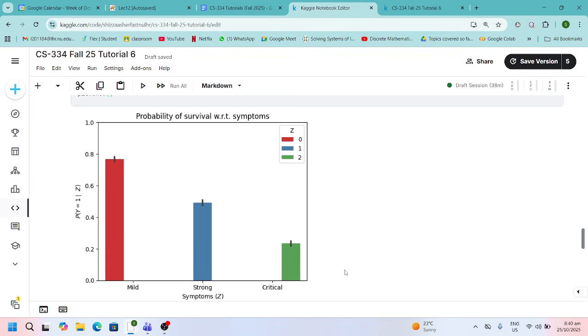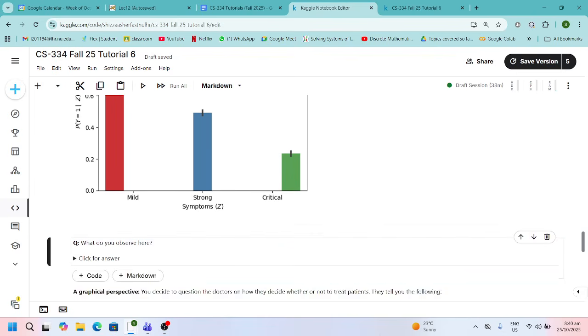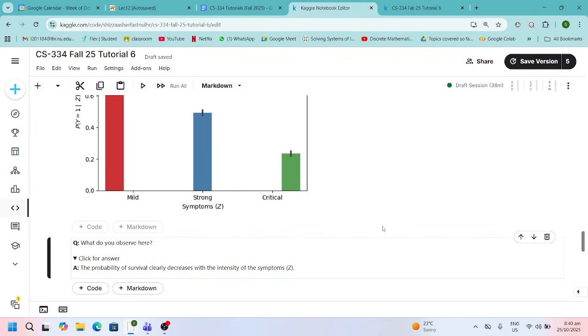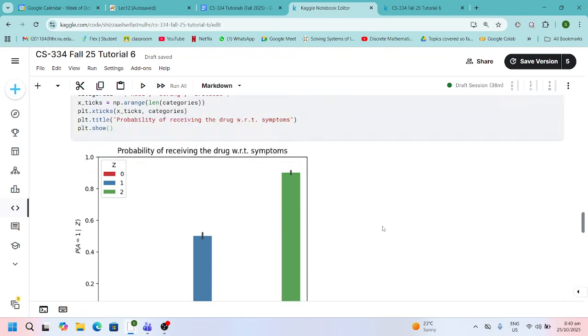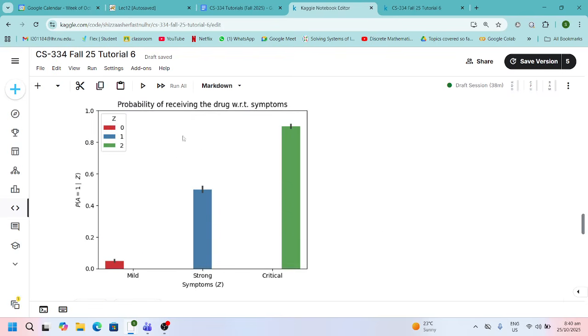So between my three variables, now what have I observed? This is clear. The probability of survival clearly decreases with the intensity of symptoms. Now I know कि symptoms की intensity जो है वो determine कर रही है whether the people will receive the treatment or not. You know, I can see that from this graph right here.